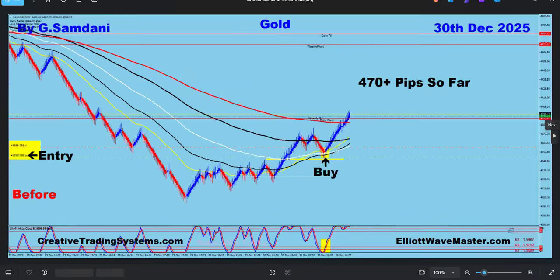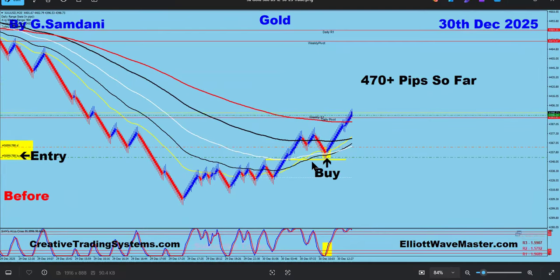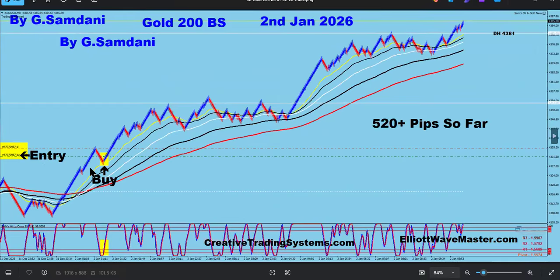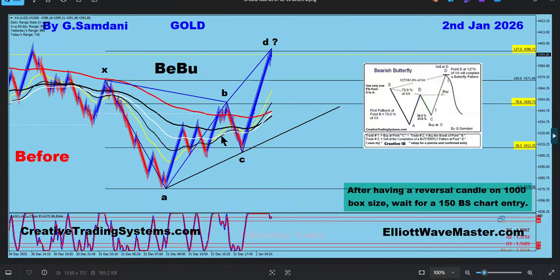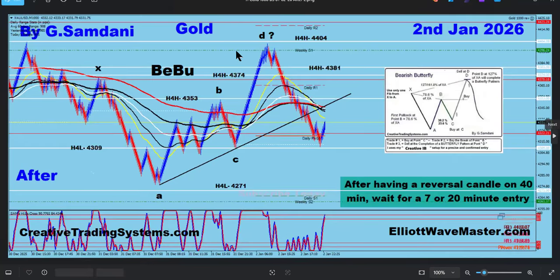Let me show you how. So it was going up, and then this is one of the trades. And then it came down again after, well, let's keep going, 520 pip on January 2nd. Big move, 520 pip, right? And then the pattern was completed. So I said this is a bearish butterfly, and it's supposed to come down just like that diagram is showing, right? And it did exactly like that. So all the way down it came here, right?